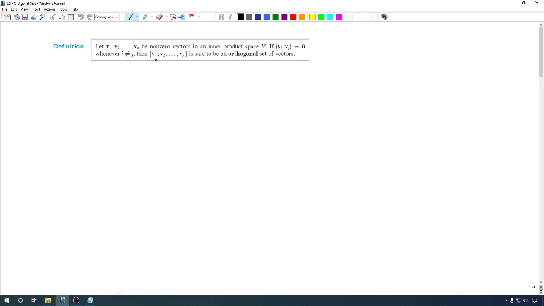Sometimes people say this as the vectors are pairwise orthogonal, meaning that if we pick out any two vectors at random, as long as they are different vectors, they are orthogonal to each other.